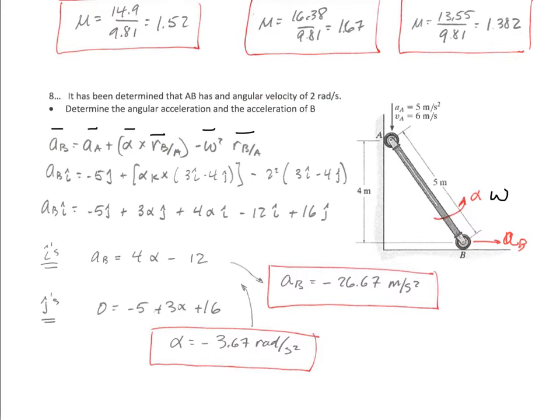With respect to the r of b with respect to a position vector, if I'm standing on a, which way am I going to get to b? Well, I'm going in the negative j direction and the positive i direction. It is a 3, 4, 5 triangle, so it's fairly straightforward to just put that in there. Anyway, you put all those things in, do the cross product, separate the i's, separate the j's, and you get 2 equations, 2 unknowns that you can solve for.